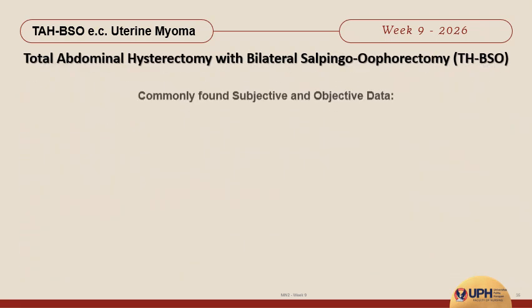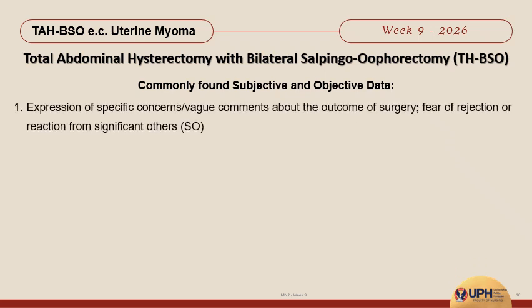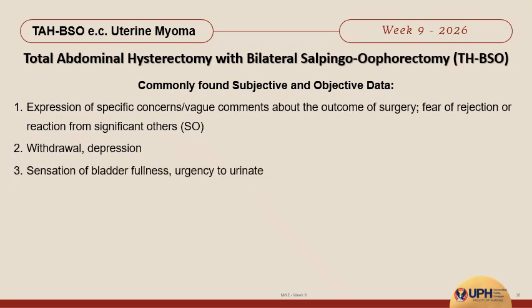Now, commonly found subjective and objective data include specific concerns expressed about the surgery, the outcome, and the fear of rejection from significant others after they find out. There's also withdrawal and depression. Sometimes there are also sensations of bladder fullness and urgency to urinate, because something happened there and it changes. So then they feel different.